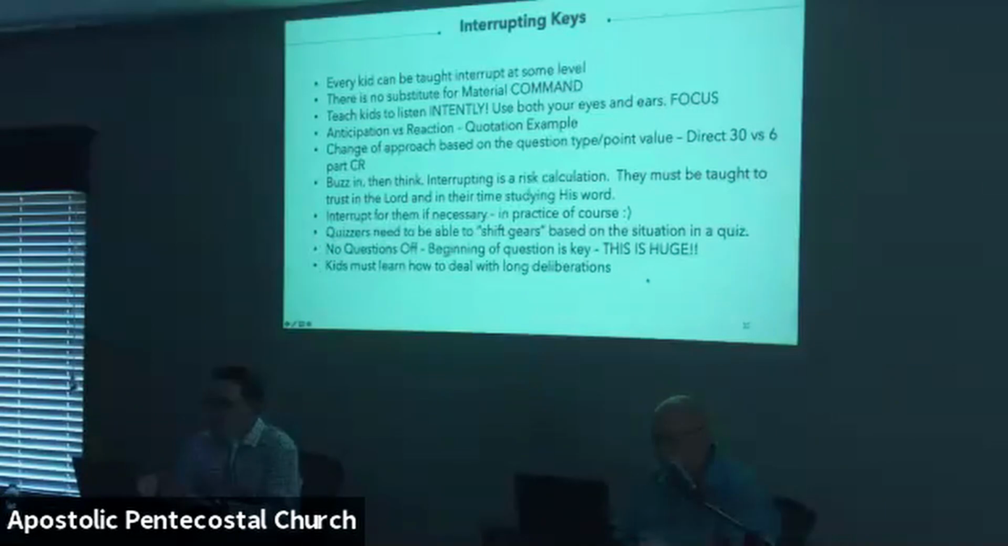Kids must learn how to deal with long deliberations. It's one thing I appreciated about my kids. I know I'm talking about Avery a lot because he's right here, but after one of those 10-minute deliberations, I pretty much knew Avery was going to get the next question. He just had the ability to go boom, he's right back in. Some kids, you're waiting, you're tired, it's taking forever, and maybe it takes a minute to get back focused again.